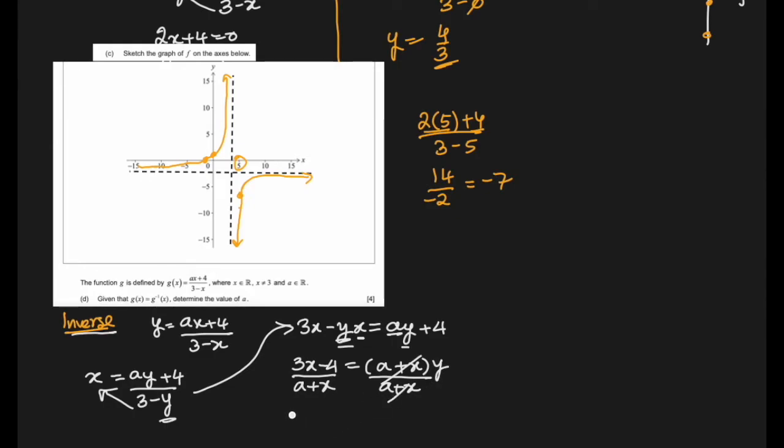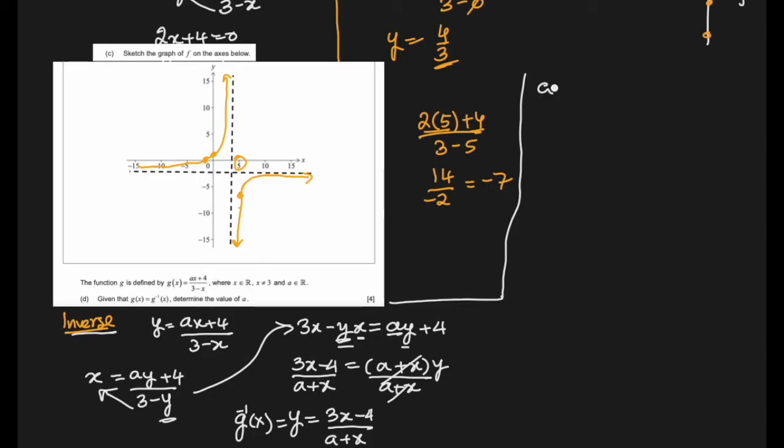So we got y equal to 3x minus 4 over a plus x, which is nothing but the inverse we were looking for. But they have given a condition, g of x is equal to g inverse of x. So let's complete here now. g of x was ax plus 4 over 3 minus x, and g inverse of x, we just got, 3x minus 4 over a plus x. So now we have to find the value of a with the help of this condition.